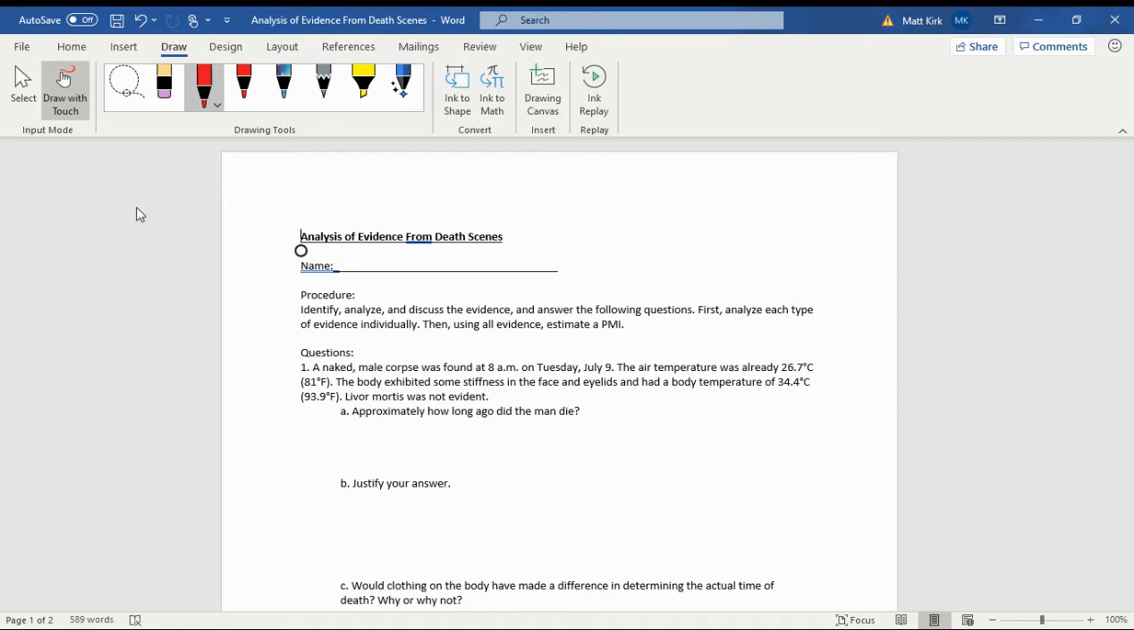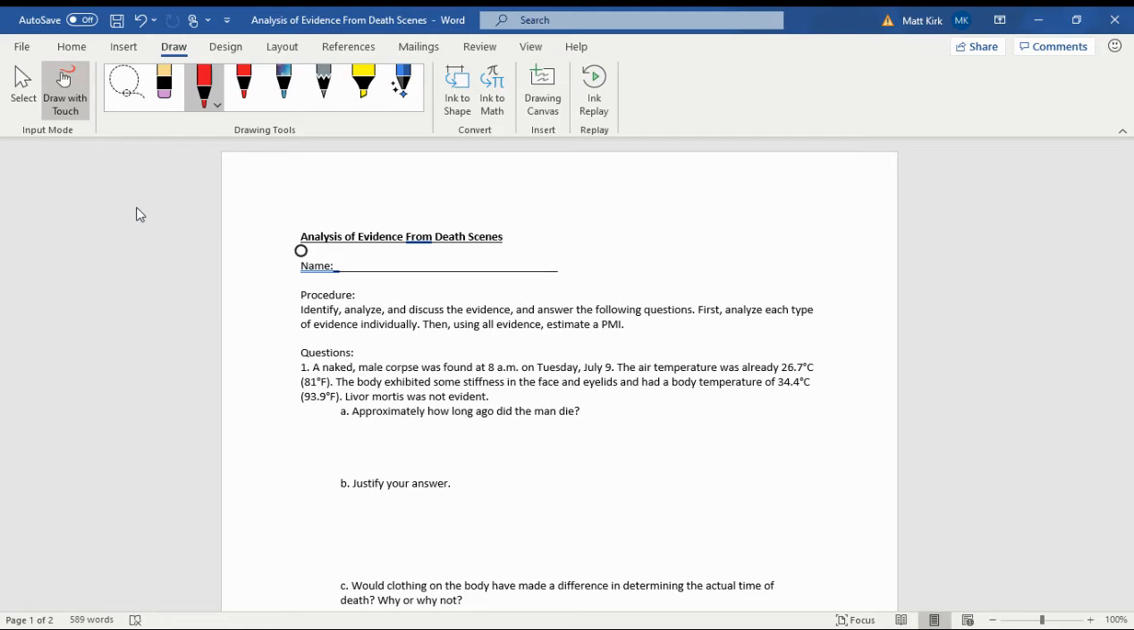So what you want to do in this analysis of evidence from death scenes is use all of the information that's given to you to come up with your time of death. Like for number 1, we have a naked male corpse that was found at 8 a.m. on Tuesday, July 9th. The air temperature was already 26.7 degrees Celsius. The body exhibited some stiffness in the face and eyelids and had a body temperature of 34.4 degrees Celsius. Livor mortis was not evident.